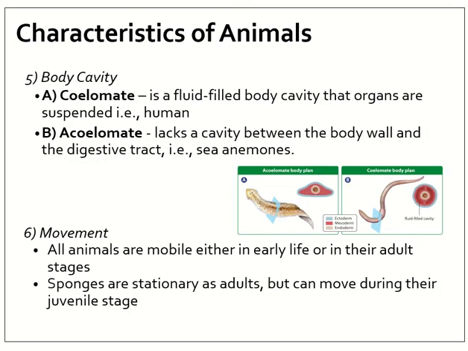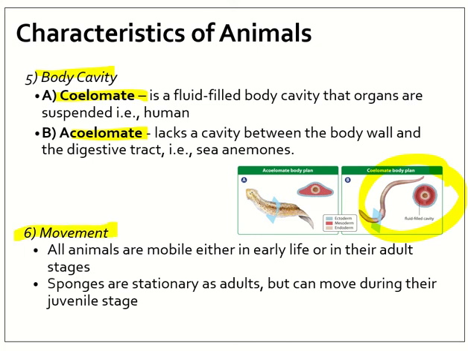When we are looking at the next two characteristics, we're going to look at your body cavity. So do we have a fluid-filled body cavity? That's your coelomates. And so we do have our organs suspended in a fluid-filled cavity. Your acoelomates means that they're usually going to be very flat organisms because it lacks a body cavity between the cell wall and maybe your digestive tract.